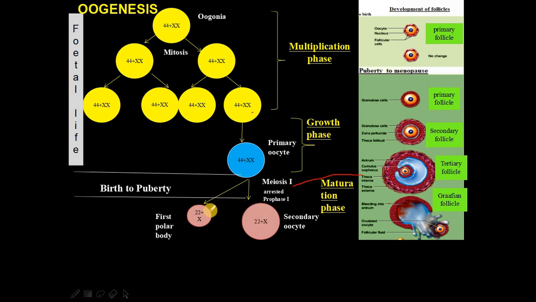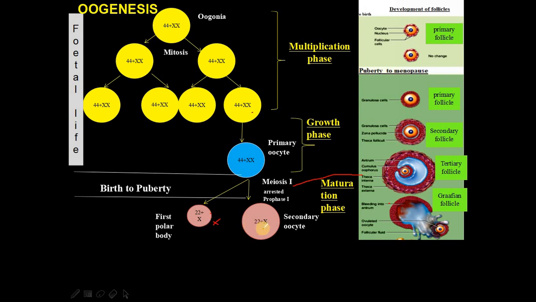The secondary oocyte and first polar body, if you can see here, they are different in size. The size of the secondary oocyte is larger because it has retained the cytoplasm from the primary oocyte, and the first polar body has less cytoplasm. Therefore, the first polar body will degenerate. Even if it multiplies further, it is not functional, it will degenerate.